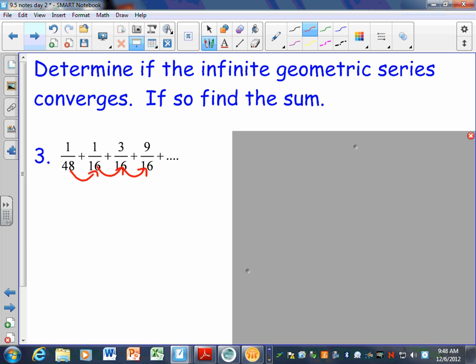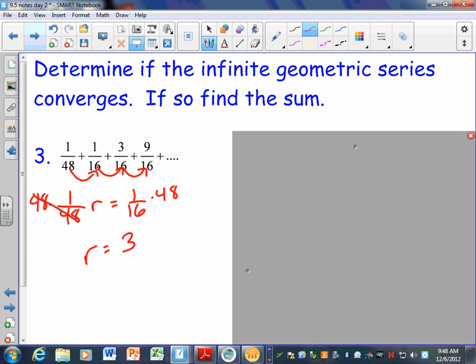If you don't know, you can always set up a problem. You could say 1 over 48 times what r equals 1 over 16. Always works if you're not sure. That's exactly what you're asking yourself to do. How would you solve that for r if you didn't know the answer? I could multiply by 48. And I would get 48 over 16. Or 3.